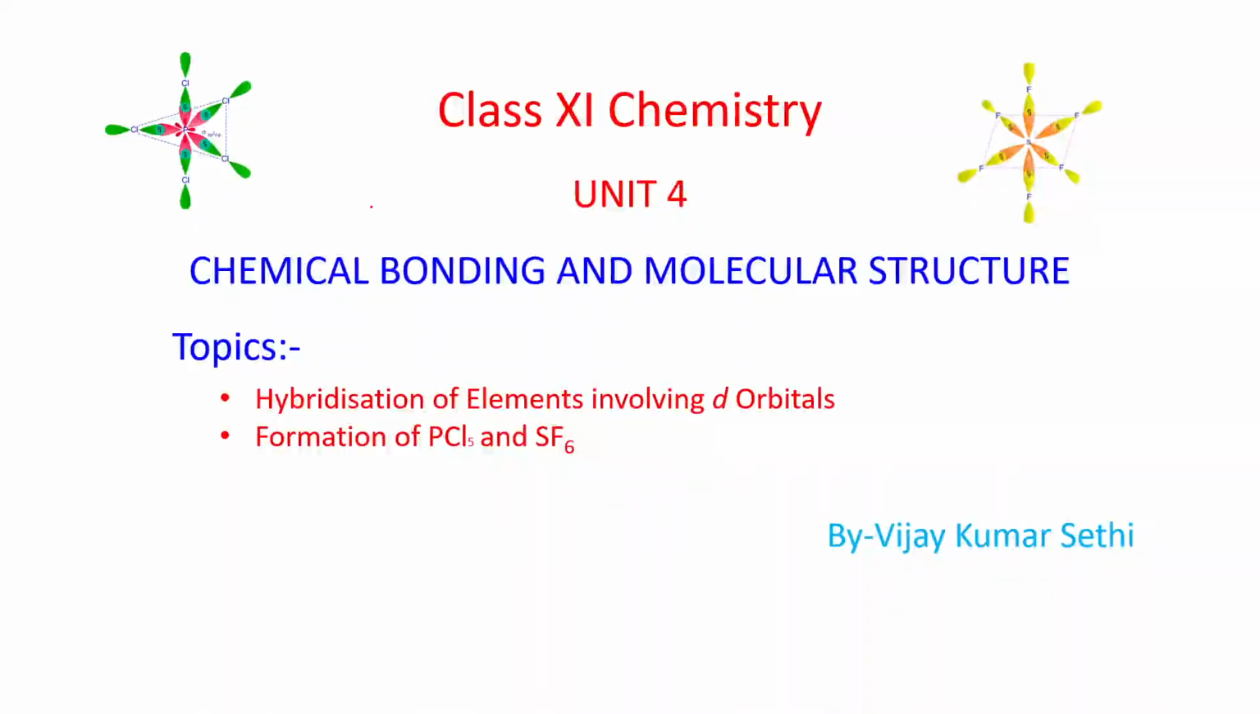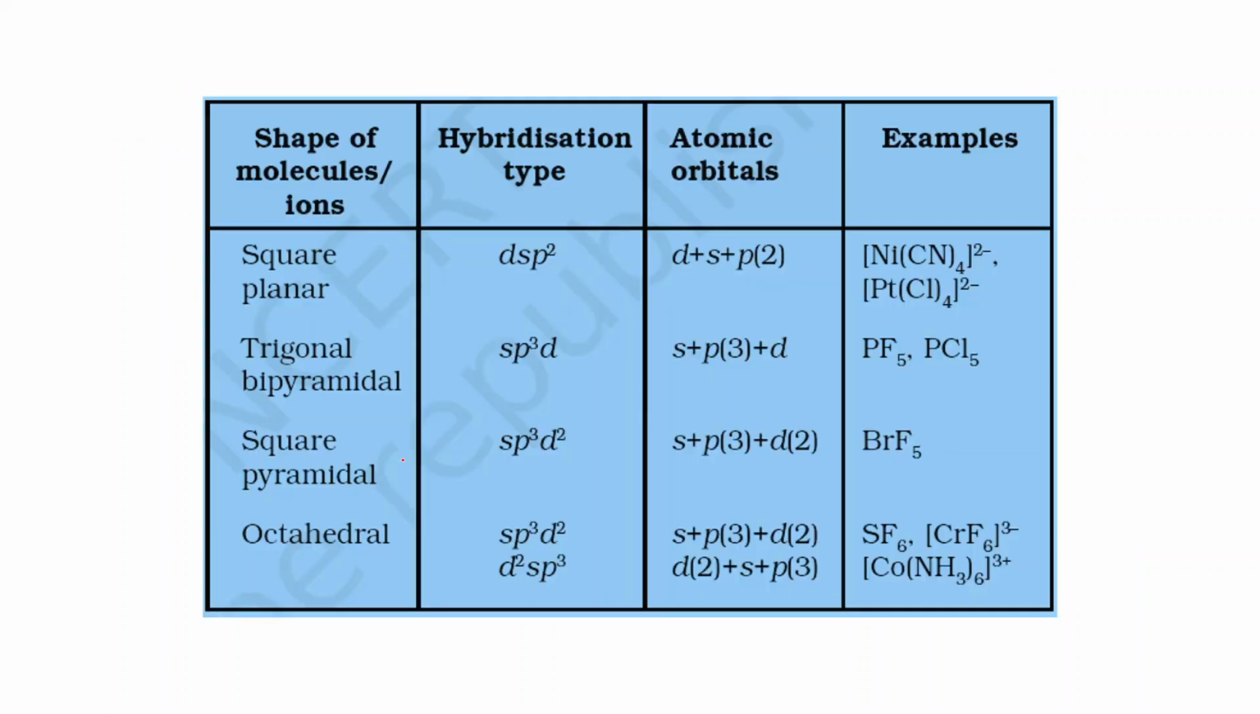Class 11th Chemistry, Unit 4 Chemical Bonding and Molecular Structure, and in this video we will discuss hybridization of elements involving d orbitals and formation of PCl5 and SF6. Now this table represents the different types of hybridization in which d orbitals are participating.